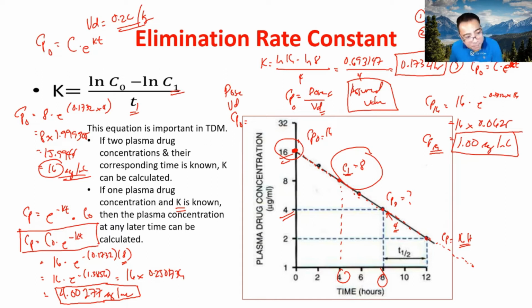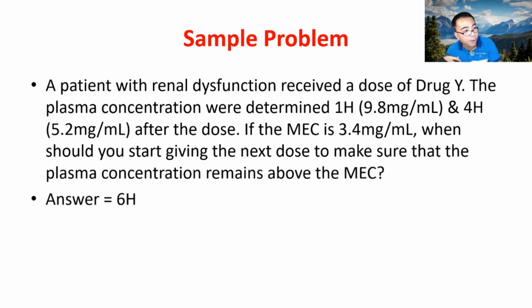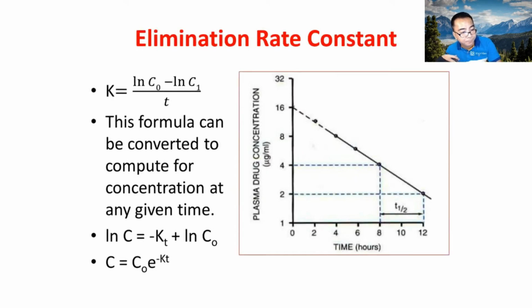Again, class, CP sub 0 is just an assumed value. Okay? Okie dokie. So this one, class, I'm going to give to you guys as a seat work, okay, which you can work on your own as part of your asynchronous activity. Okay, same goes with this one. All right.